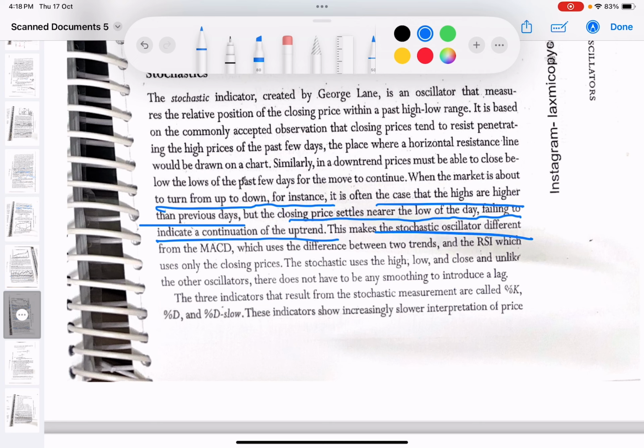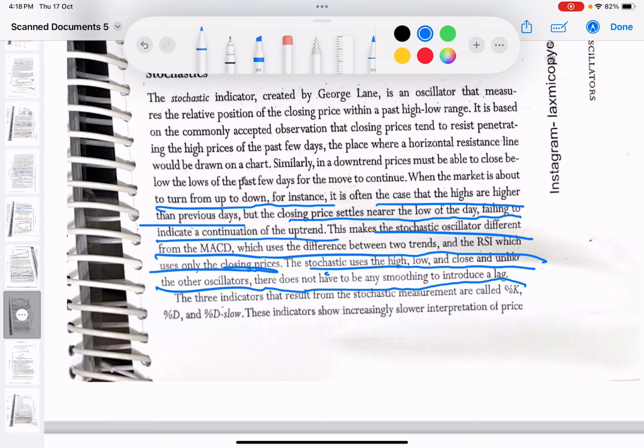This makes the stochastic oscillator different from the MACD, which uses the difference between two trends, and the RSI, which only uses the closing prices. The stochastic uses the high, low and close, unlike those oscillators. There does not have to be any smoothing. So when we were discussing RSI, we never spoke about the high prices or the low prices, but we only saw the closing prices.